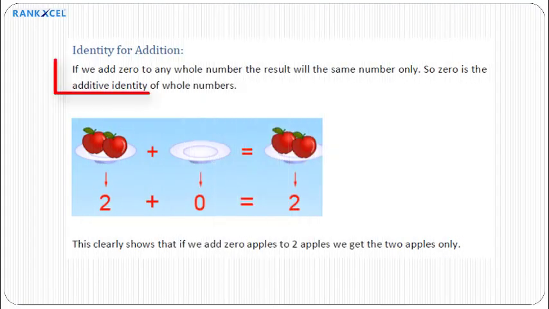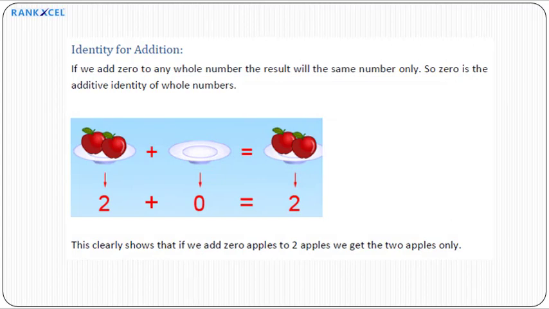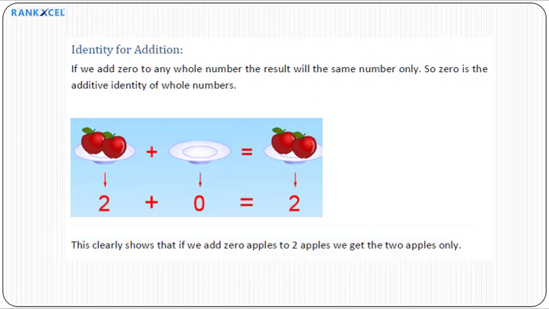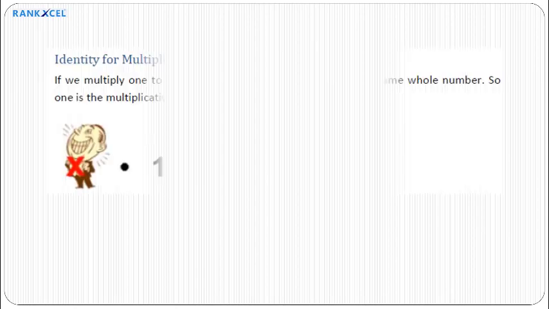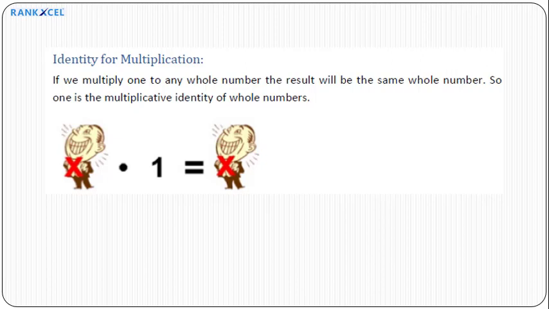If we add 0 to any whole number, the result will be the same number only. So 0 is the additive identity of whole numbers. This clearly shows that if we add 0 apples to 2 apples, we get 2 apples only. Identity for multiplication. If we multiply 1 to any whole number, the result will be the same whole number. So 1 is the multiplicative identity of whole numbers.